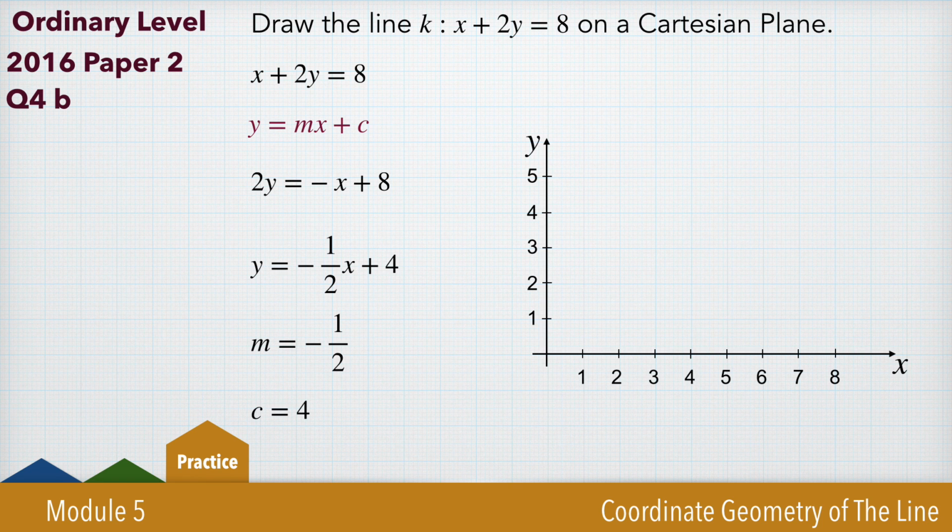We start by plotting the y-intercept point 0, 4. With a slope of -1/2, this means we go down 1 on the y-axis and out 2 along the x-axis. This brings us to the point 2, 3. We will place a ruler alongside the 2 points and draw a line joining the points and extending the line as appropriate for the graph.